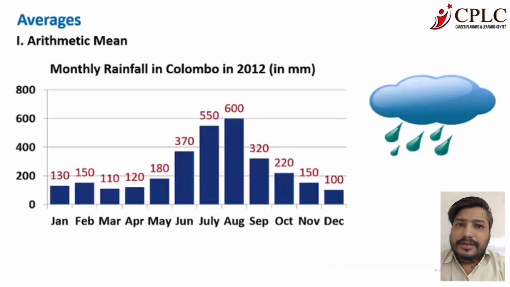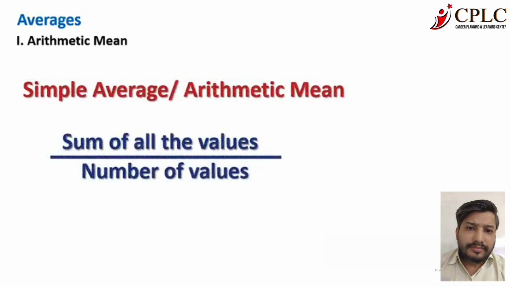straightforward example. Suppose there is monthly rainfall data for the city Colombo in 2012. Every month, how much it is raining, basically that is given, and let's say if they ask us to calculate what is the average rainfall that is happening for the entire 1 year. So obviously what we will do, we'll add all the numbers and we'll divide by 12. That will give us the average rainfall for the entire year. So the formula for average is the sum of all the values divided by the number of values. That is the formula for average.